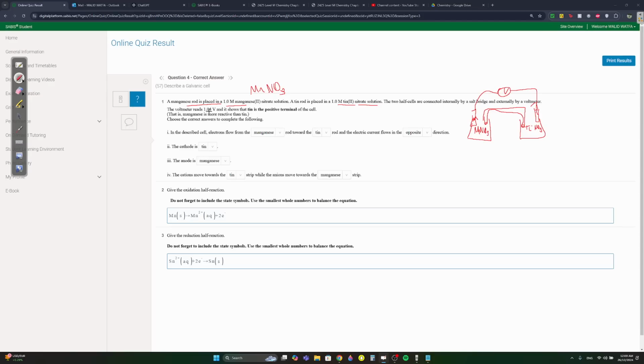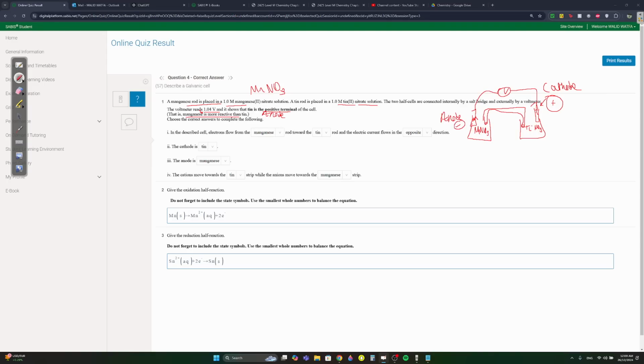Okay, the voltmeter reads 1.04, and it shows that the tin is the positive terminal of the cell. So the tin here is the positive one. What does that mean? That means tin is the cathode. And they're saying this means manganese is more reactive than tin. And we know the one that is more reactive always means what? That one is the anode. Means manganese is the anode.